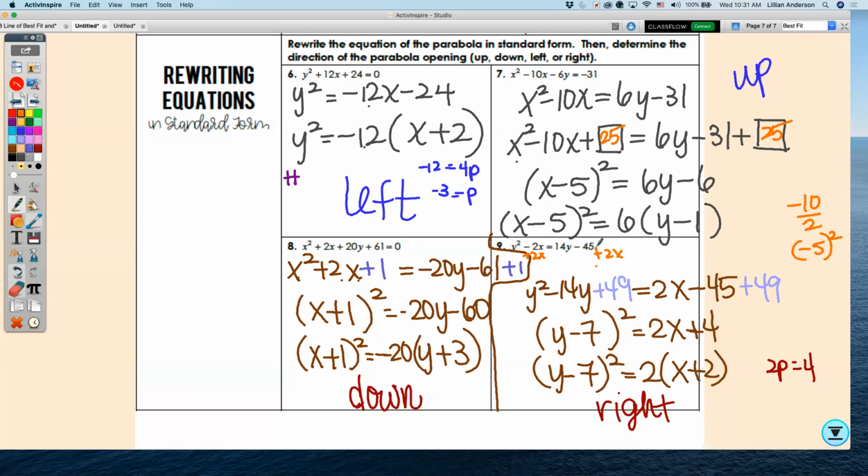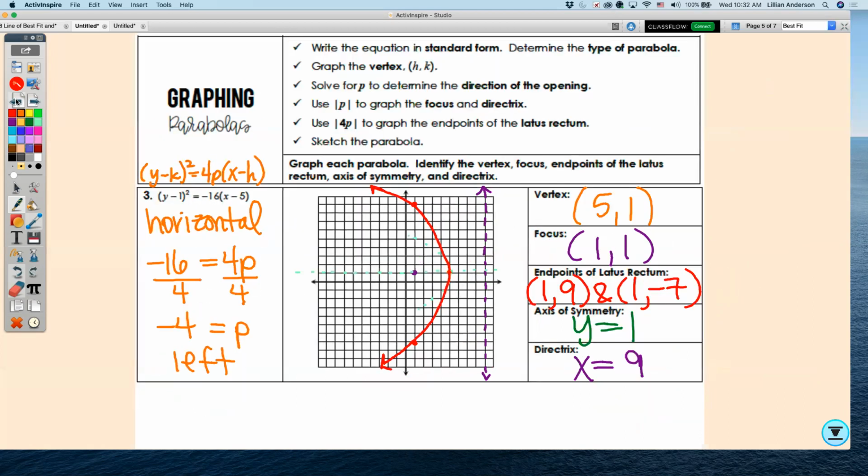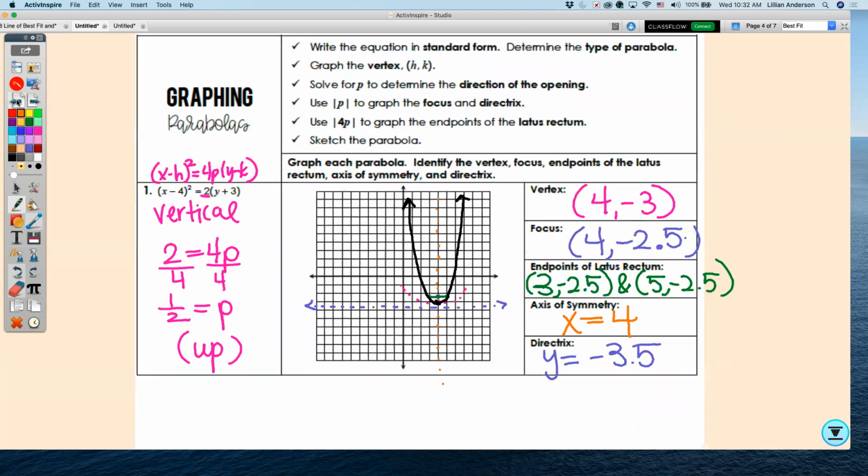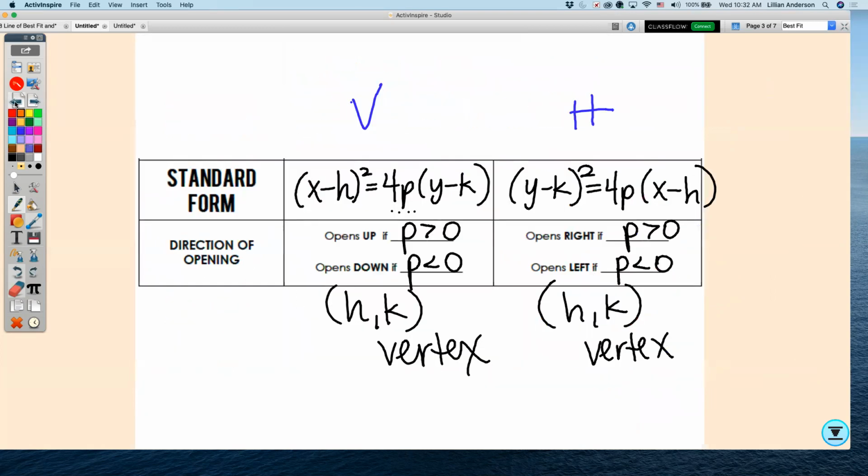This is the first part of parabolas, graphing it and identifying its features. On Friday, we're going to write the equation given its features or given a graph, okay? So these steps are good to keep in mind. Here's your standard form and recognizing when it opens left or right. And of course, we talked about our definitions from before.